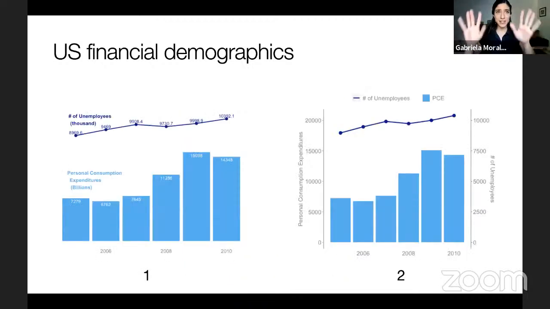Again, these two graphs are showing the exact same data. And I will explain this one. This is the number of unemployees in thousands in the US. And that's the line. And the bars are the personal consumption expenditures in billions. So which one of the two charts would you choose?